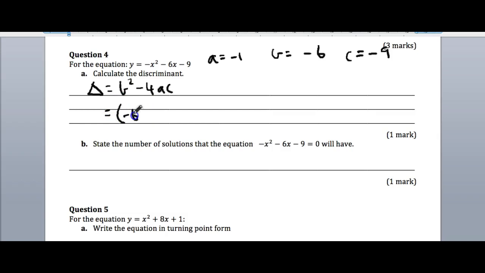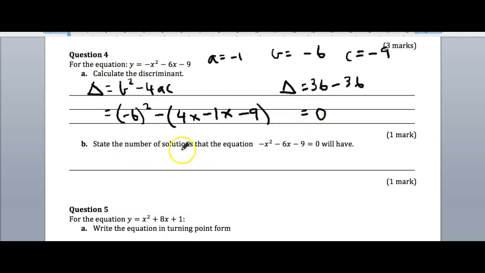So b squared, see how I'm putting things in brackets? It's just because we've got so many negatives here. If we stuff up our negatives, we can make a huge error. Okay, so discriminant: negative 6 squared, when you square a negative number, you get a positive answer. Then 2 negatives here gives us a positive. So basically 4 times 9 is 36. Which is 0.